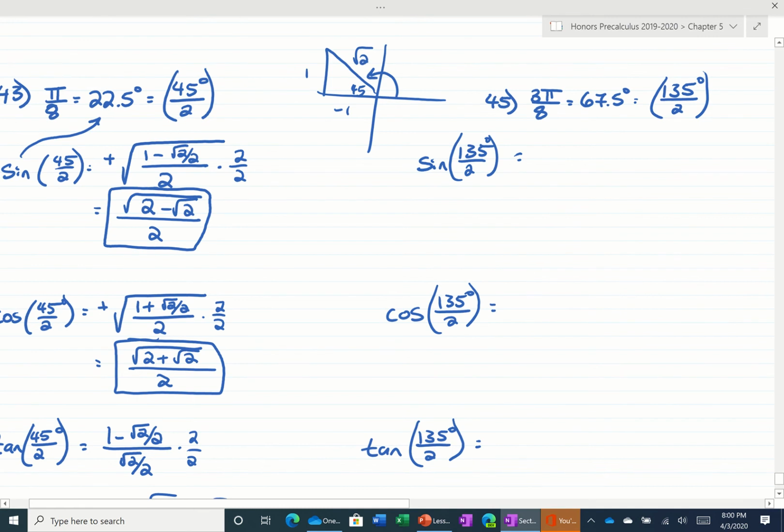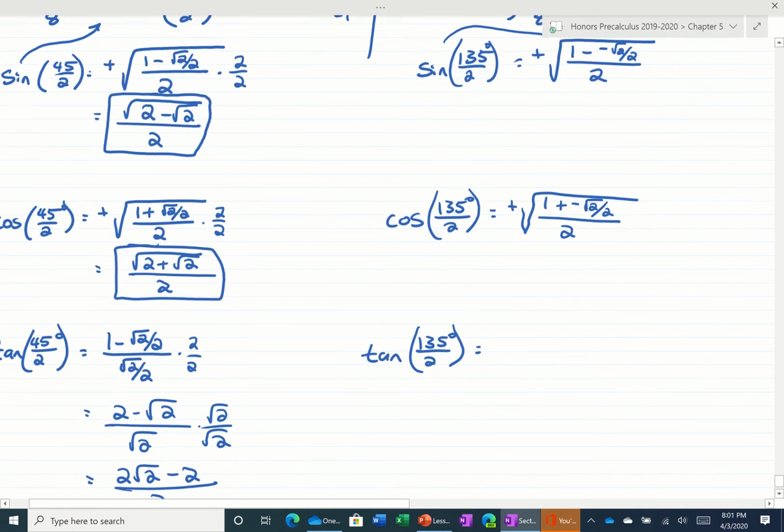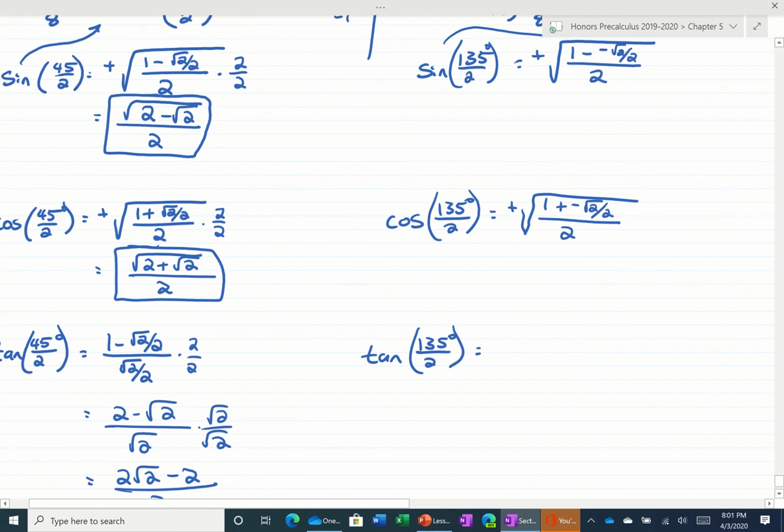We know that we're going to be taking the sine, cosine, and tangent of really this angle. That angle's in quadrant 1. So sine and cosine are definitely going to be positive. And let's go ahead and figure out what this would be. This would be the square root of 1 minus the cosine, which would be negative root 2 over 2, divided by 2. Cosine would be 1 plus the cosine over 2. And then the tangent, looking at my formula, maybe I'll pick a different one.